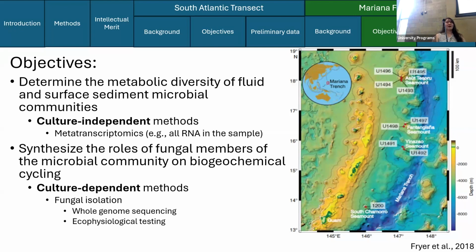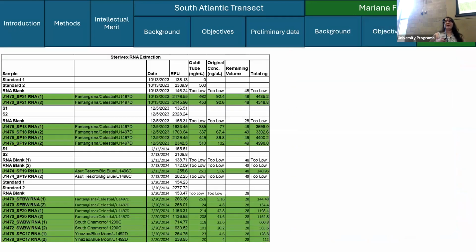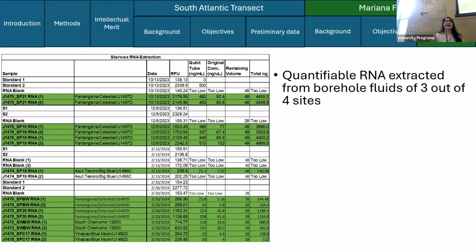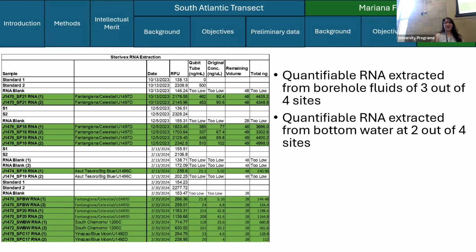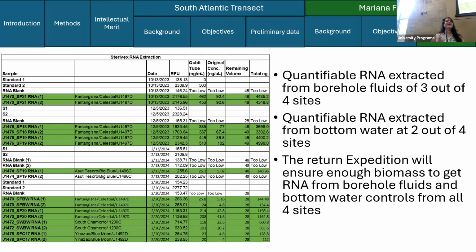ecophysiological testing. And for my preliminary data, I don't expect you to read this, but I just want to note that we have been able to successfully extract quantifiable RNA from borehole fluids at 3 of our 4 sites. And we've successfully extracted RNA from bottom water, which is bottom seafloor water, at 2 of our 4 sites. And then our return expedition in December is going to allow us to go back and sample those same sites that we weren't able to get enough biomass the first time around and make sure that we are able to get it.